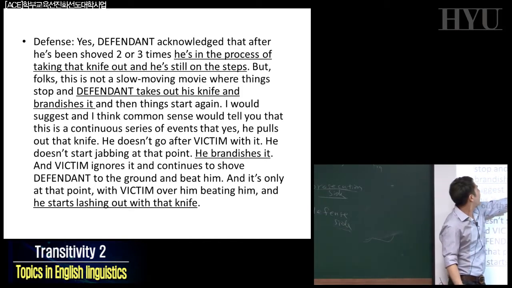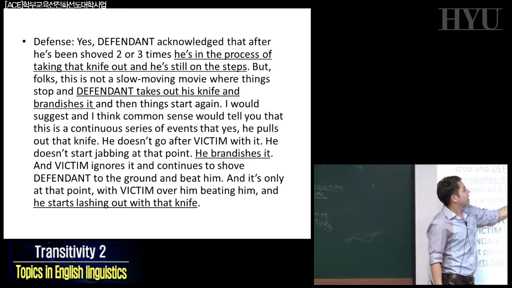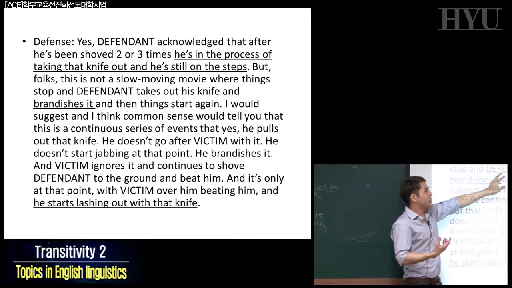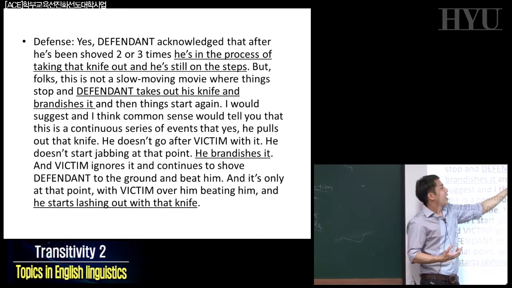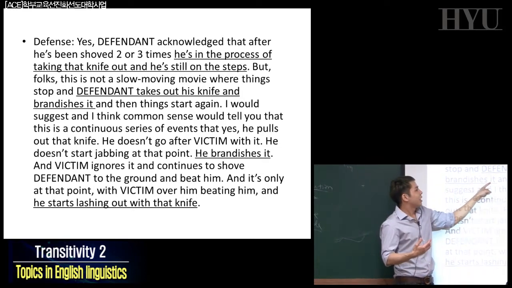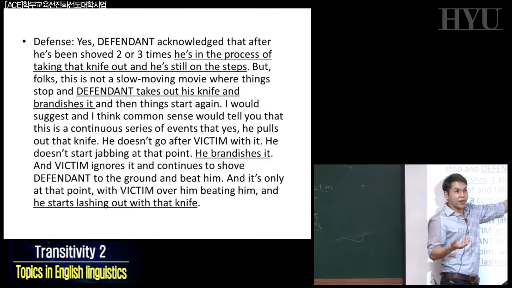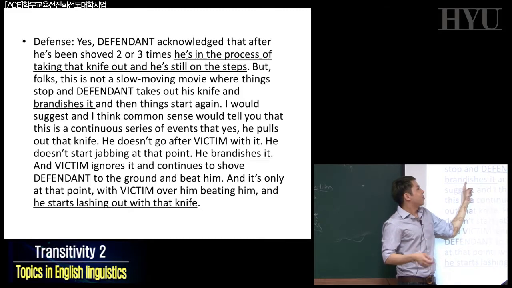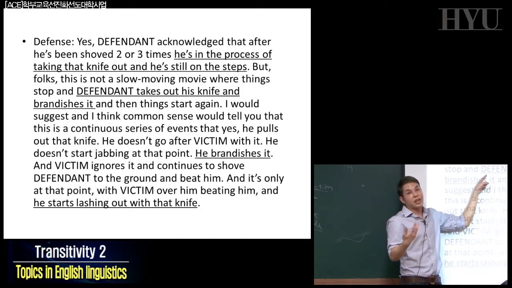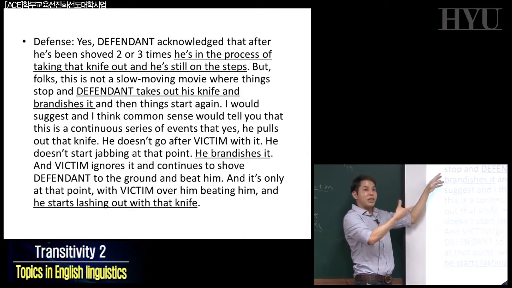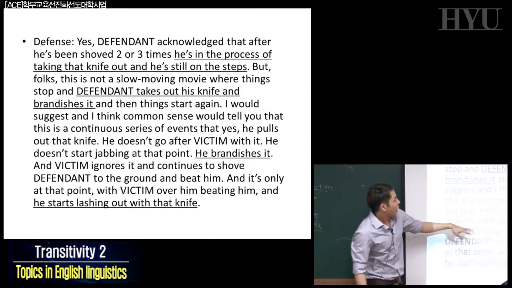He takes out his knife and brandishes it, and then things start again. So in this case, even though you see the material process, right? He takes out the knife and brandishes it, but you don't see he's acting on somebody else. Just take the knife out, he's acting on the knife, and he brandishes the knife, right? It doesn't have the goal, who is the victim, right? Whereas in the other case, you see the victim, right? You see the goal.